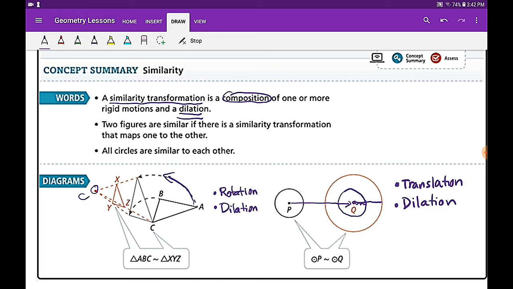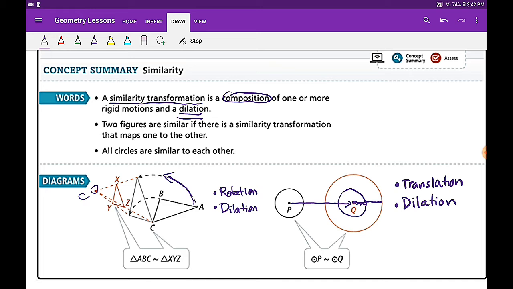Now, question. Do we need rotation as part of the series of transformations to prove that two circles are similar? Well, if you rotate a circle, it still looks like a circle. So rotation does not help in any way. So rotation is not necessary.